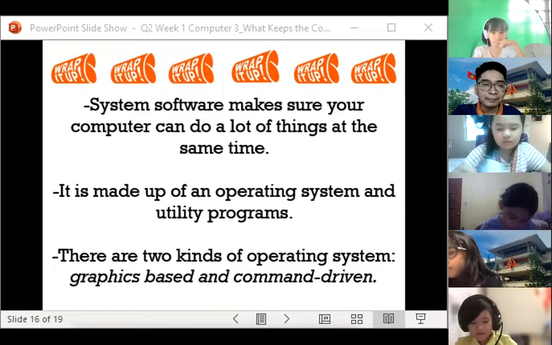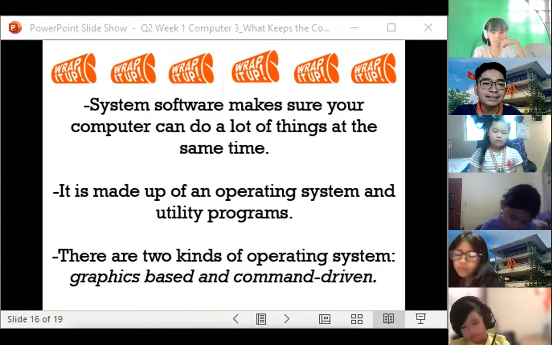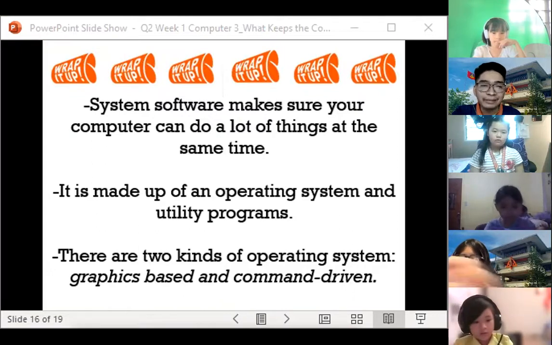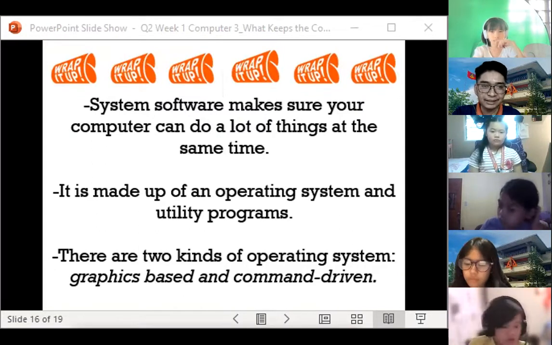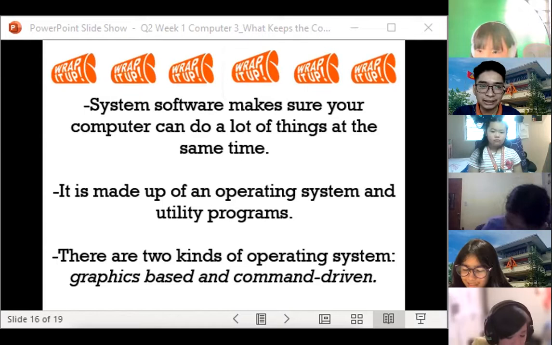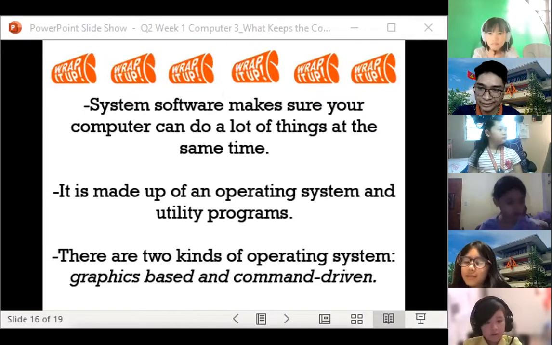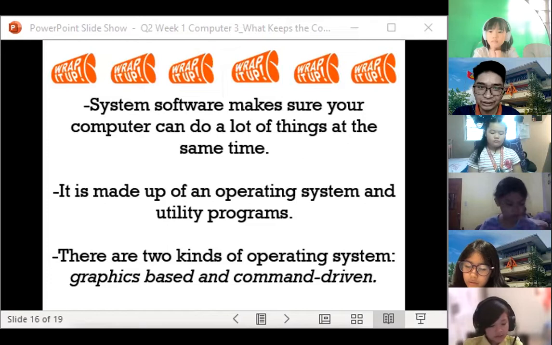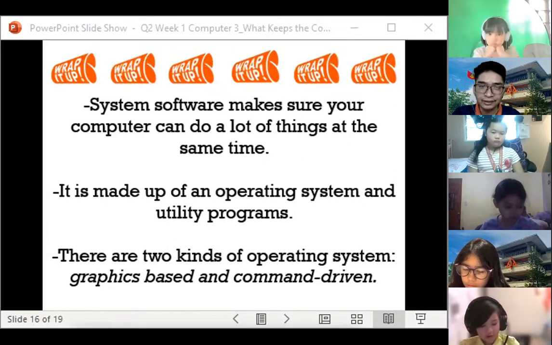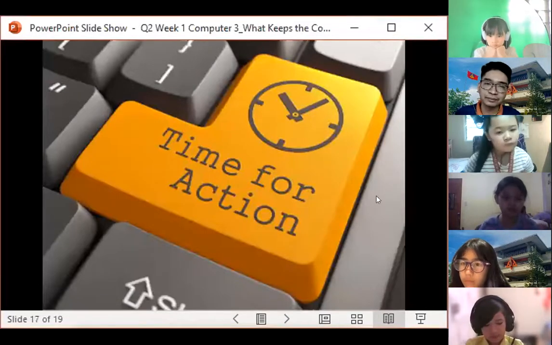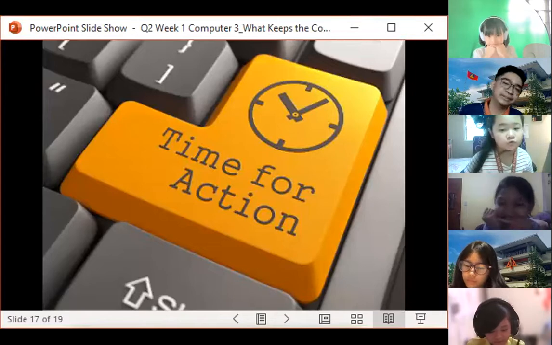There are two kinds of operating system, the graphic based and the command driven operating system. Are there any questions regarding these things that we have learned today about the system software? Wala? Are you sure? Okay, kung wala, then let's proceed all at once to our activity of the day.